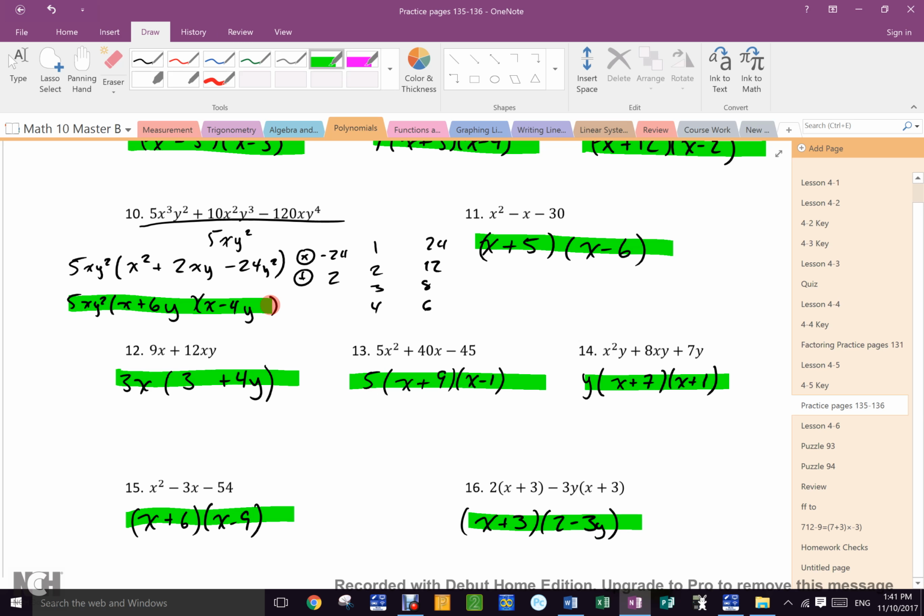Jack wanted number 11. Yes. I need numbers that multiply to negative 30 and add to negative 1. So 1 and 30, no. 2 and 15, no. 3 and 10, no. 5 and 6. 5 minus 6 gets me negative 1. 5 times negative 6 gets me negative 30. Oh, okay. Thank you. Anything else?